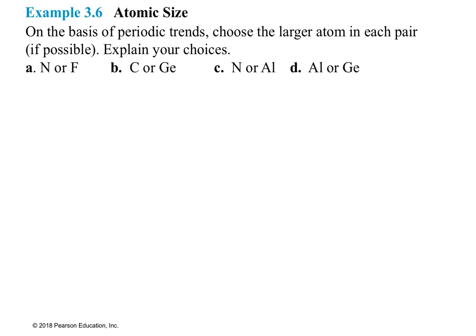If we look on the periodic table, we're going to try to figure out which is the bigger atom. If I have nitrogen and fluorine, these are on the same row. We saw that fluorine has a bigger effective nuclear charge and stronger pull, so it's going to be small, and therefore nitrogen is going to be larger. Carbon and germanium: carbon is right here, and germanium is a couple below it. We know germanium is going to be bigger because it has a higher n value.